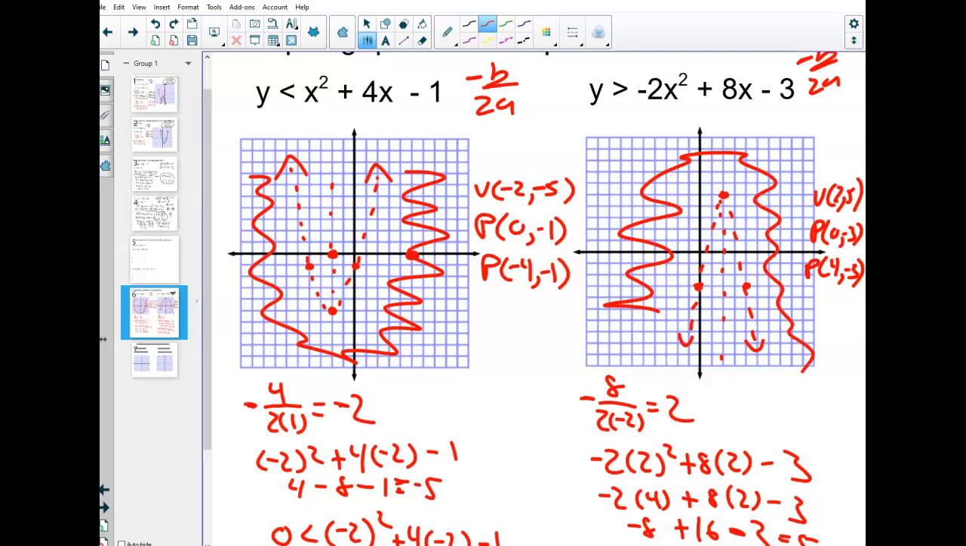Outside the parabola. If I wanted to verify, pick a point inside. 2, 0 better make a false statement. Negative 2 times 2 squared is negative 8. Plus 16 is 8, minus 3 is 5. I think we can all agree 0 is not greater than 5. Not a true statement. So therefore, it's false. There's no shading there. It's not that we shade outside if it's true, or we shade inside if it's true. We shade where the true point is. That's really how you have to think of it.